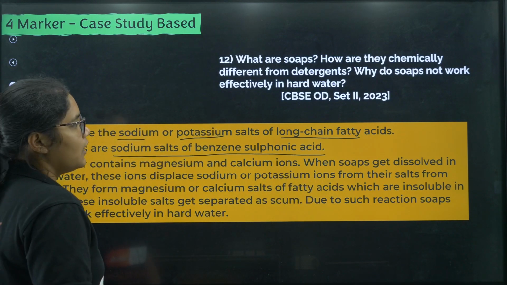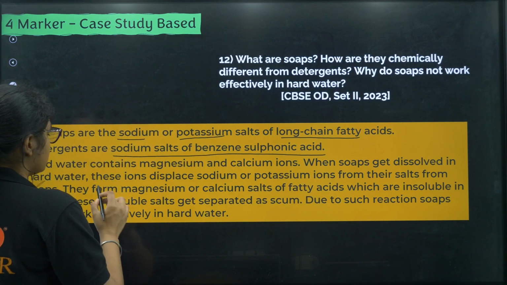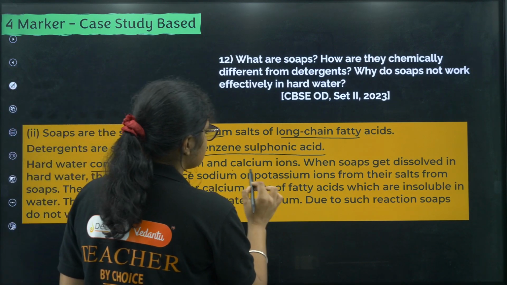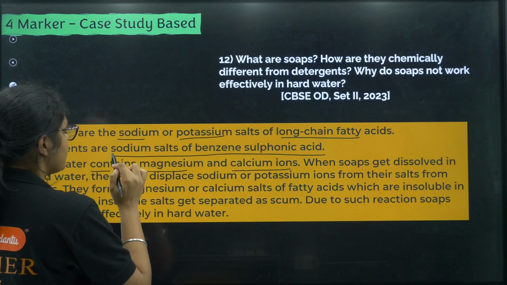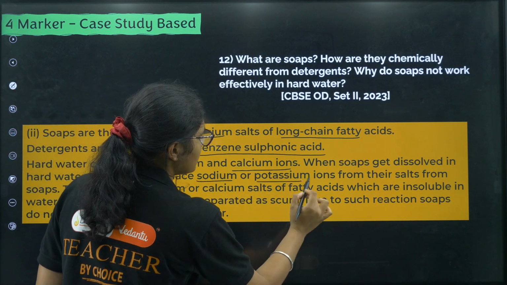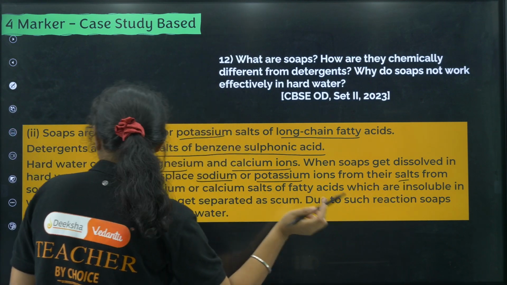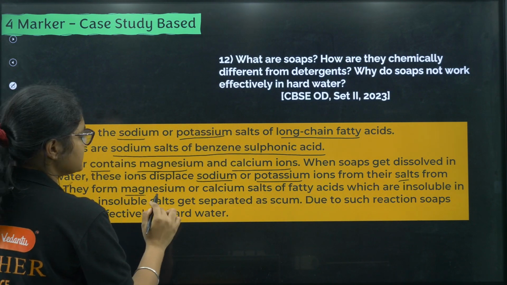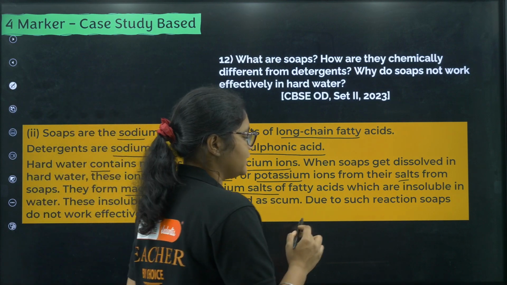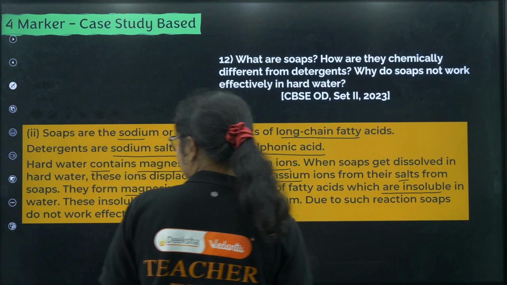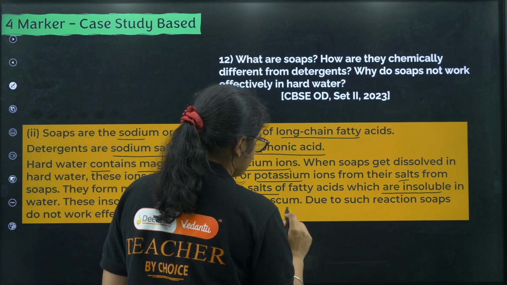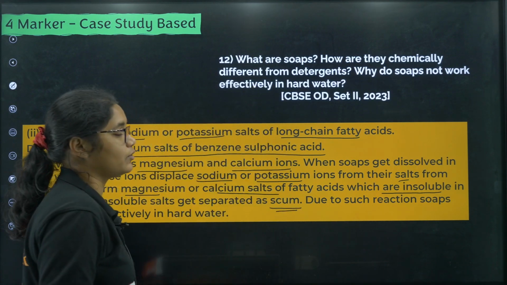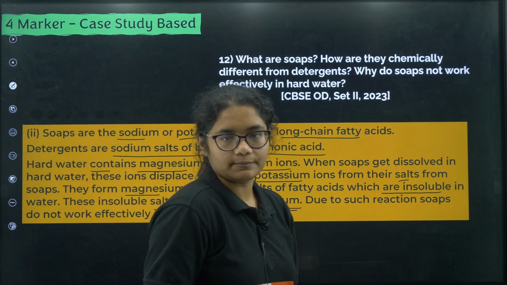Okay. Why do soaps not work in hard water? So hard water contains magnesium and calcium ions. When soaps get dissolved in this hard water, these ions displace the sodium or potassium ions from the salt and form magnesium or calcium salts of the fatty acids, which are insoluble in water. Okay, and these insoluble salts get separated as scum, due to which soaps cannot be used with hard water, okay.